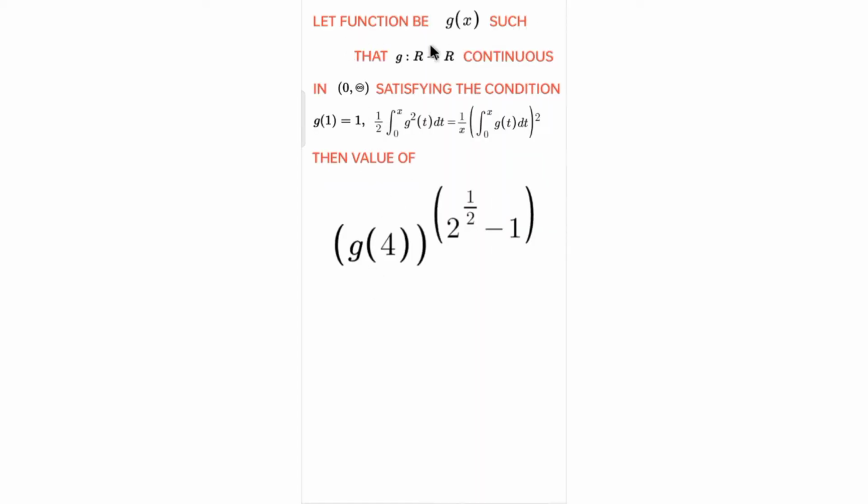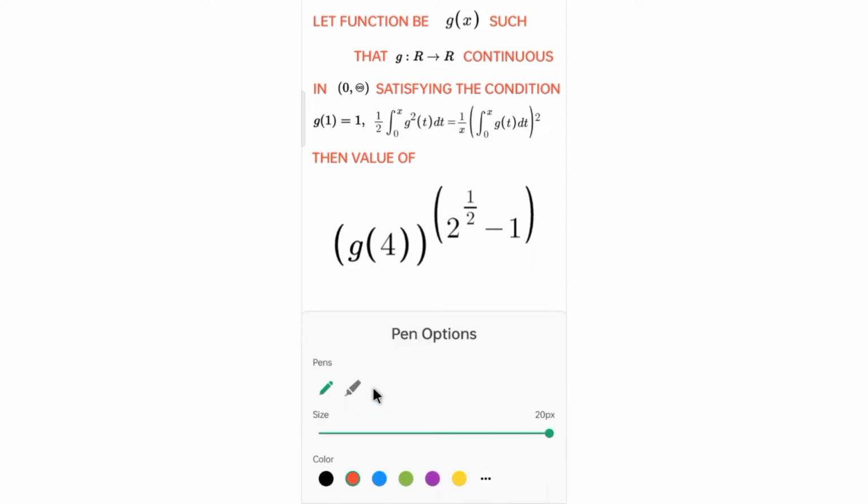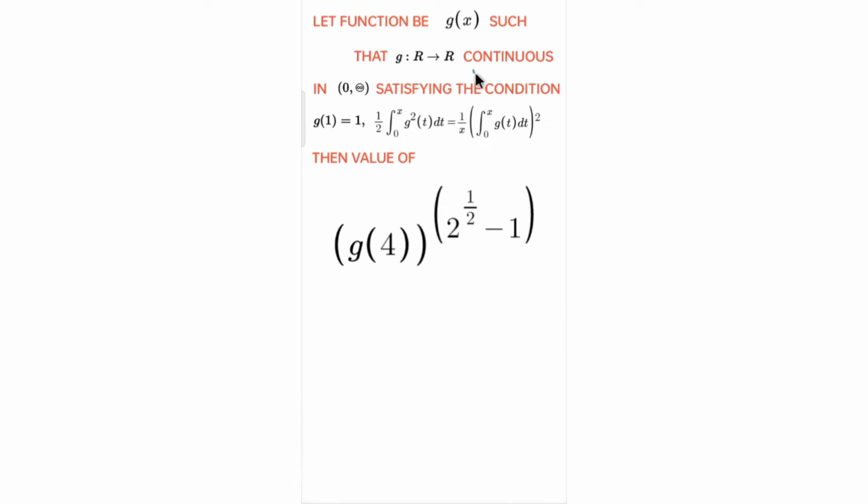The question is, let the function be g of x. Alright, so the function is g of x, where g is from R to R, like the domain is R and the range is R, and it is continuous. This word actually plays an important role at the end of the solution. Right now it feels like it's just something given to us, but at last we'll find the importance of this word continuous in 0 to infinity. Alright, this is also important.